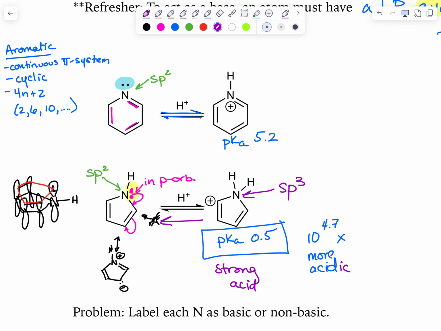Does it look vaguely familiar to you, like you've seen it before? Does anybody know what this is? Is it a hormone? It's not a hormone, but it's actually part of your DNA. Which one? Is it purine? Is it adenosine?